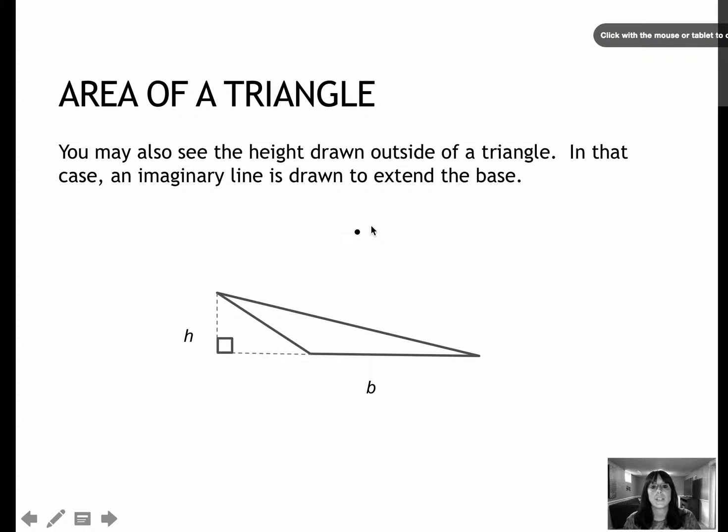You might also see a picture written like this, where the base is whichever side of the triangle, and we have to continue that line outward in order to find something that would make a 90-degree angle with the opposite vertex, the opposite corner. So I would still use the base, the distance from here to here, but then I would have to know the distance of the height, even though that's not part of the figure.